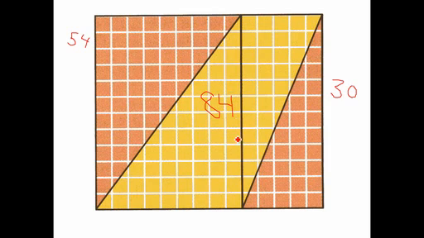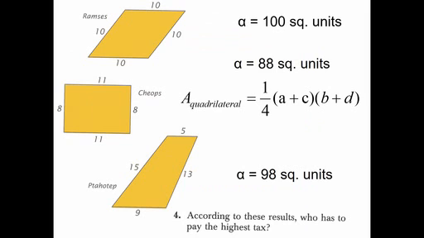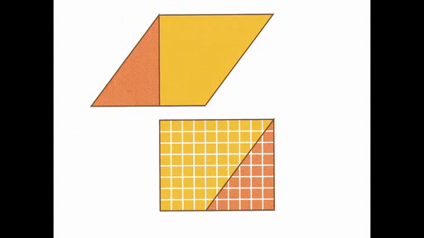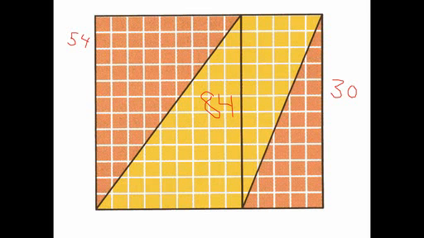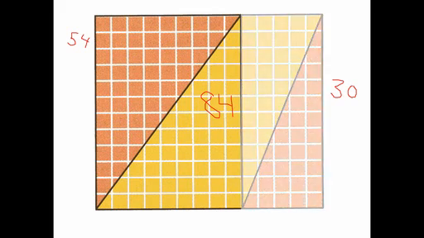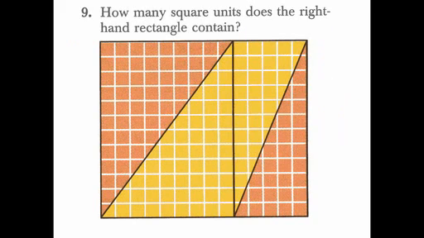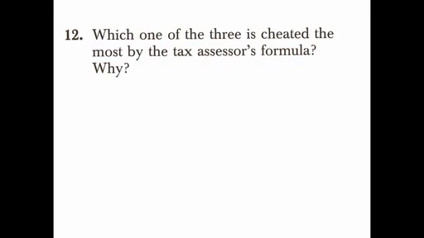What did the Egyptian equation come up with? I have to take a quick back up and see. 98. So in two of those cases, the approach that the Egyptians used, that inductive approach, gave them some wrong answers. So which one of the three is cheated the most by the tax assessor's formula, and why? Well, clearly the Egyptian formula didn't work. It gave too high of a value.